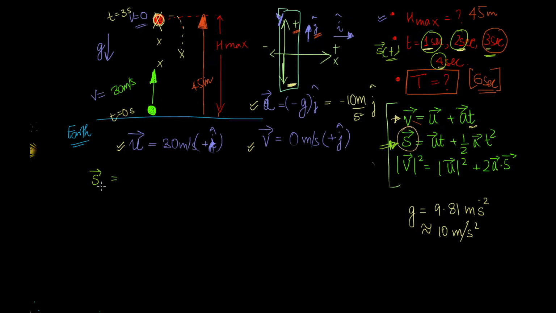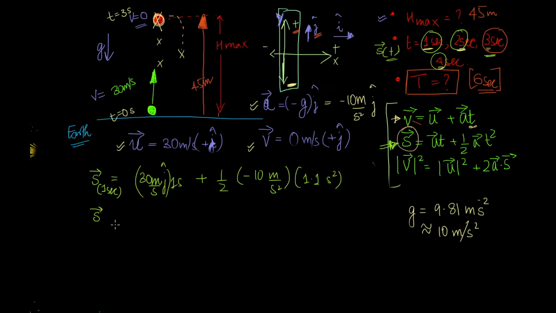So let's evaluate s at 1 second. That would be the same thing as before, 30 meters per second. The time would be 1 second, and you're measuring that in the j cap direction, right there, plus half, a would be negative 10 meters per second squared, and time would be 1 times 1 second squared. So that would be t squared, so that's still 1, because 1 squared is 1.